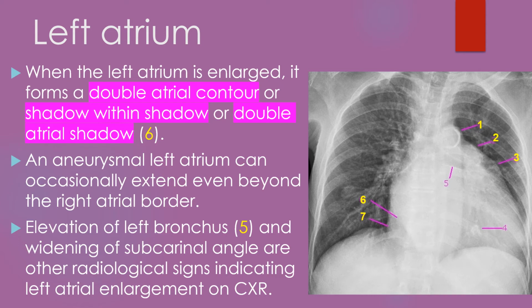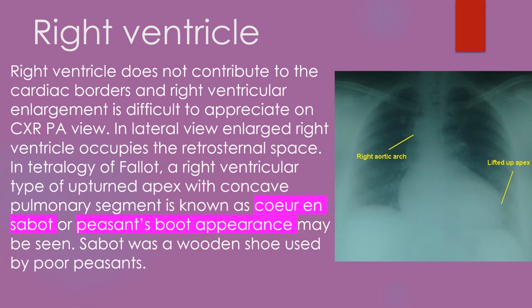chest X-ray. The right ventricle does not contribute to the cardiac borders, and right ventricular enlargement is difficult to appreciate on chest X-ray PA view. In lateral view, an enlarged right ventricle occupies the retrosternal space. In tetralogy of Fallot, a right ventricular type of upturned apex with concave pulmonary segment is known as cor en sabot, or peasant's boot appearance. Sabot was a wooden shoe used by poor peasants.